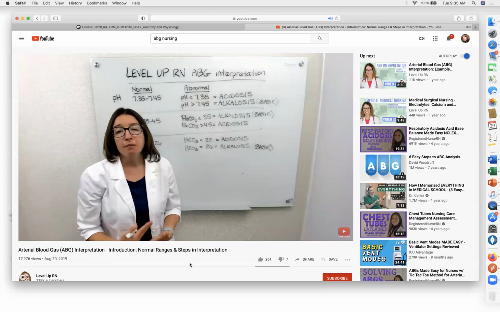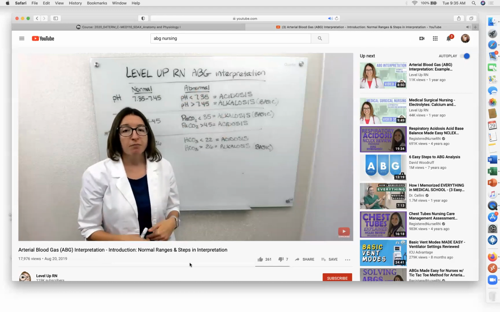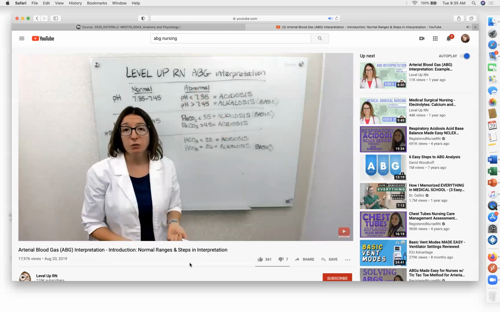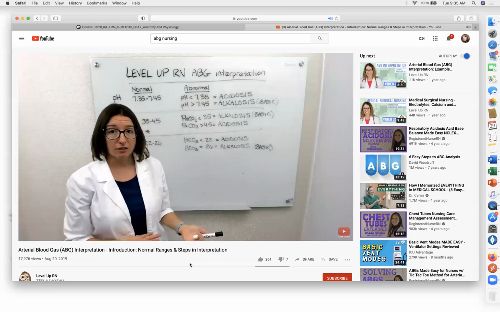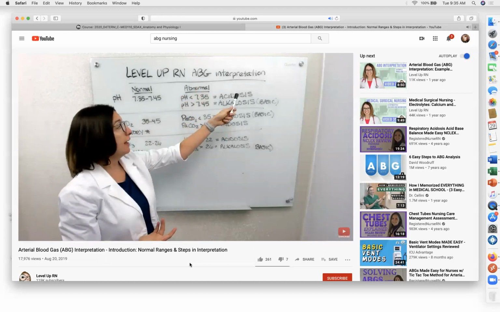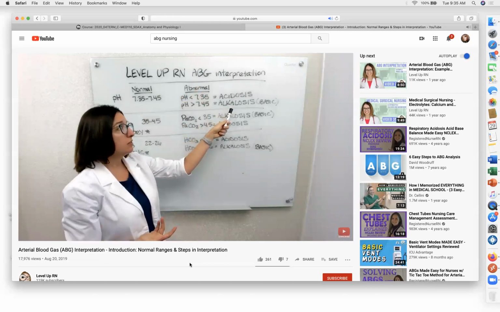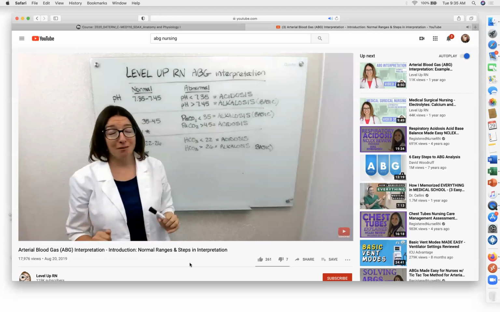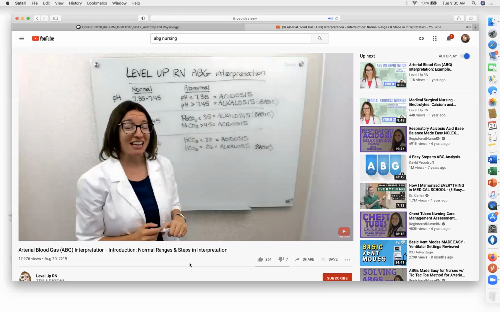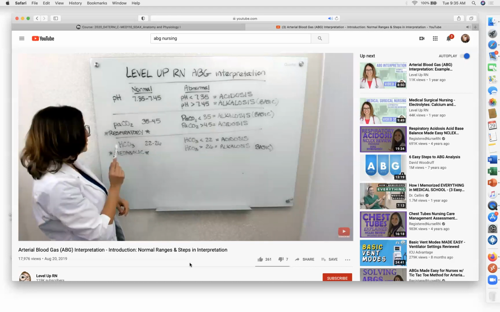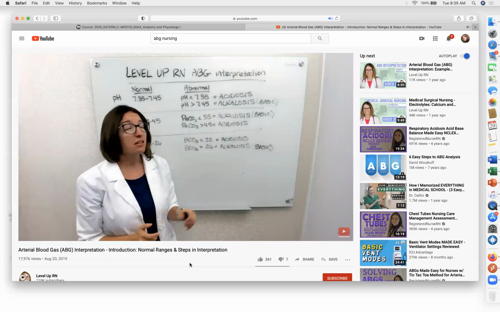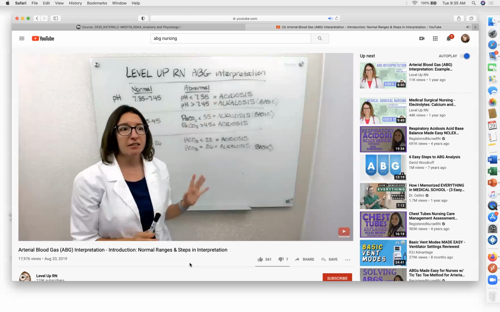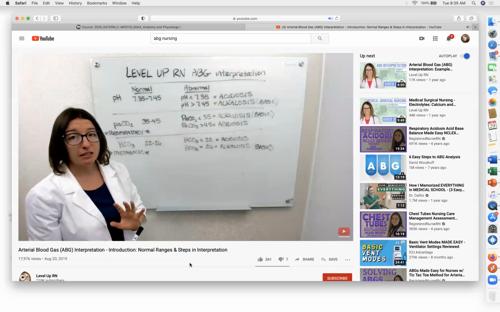So I handle ABGs in 3 steps when I do it. The first step is to determine, based on the pH, whether I'm dealing with acidosis or alkalosis, okay? So I look at the pH and I determine, do we have acidosis or do we have alkalosis? And then the second step is figuring out who's to blame for that acidosis or alkalosis. Is it the respiratory system or is it the metabolic system, okay? So if I find out I have acidosis from looking at the pH, I need to figure out, is it the respiratory system or the metabolic system to blame?